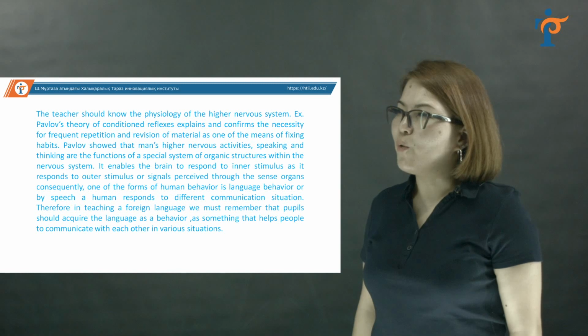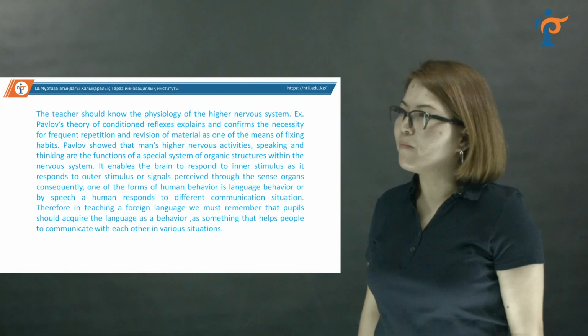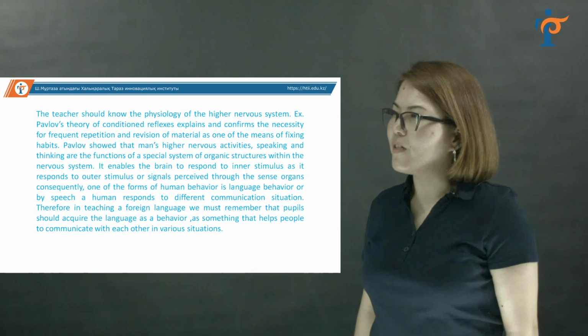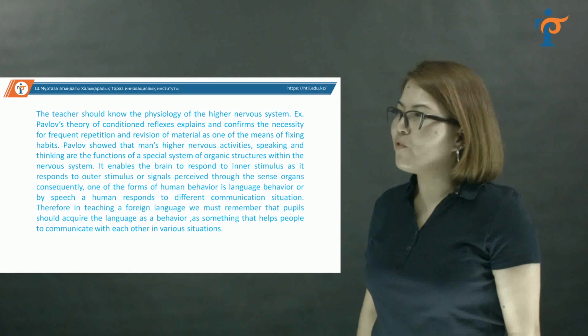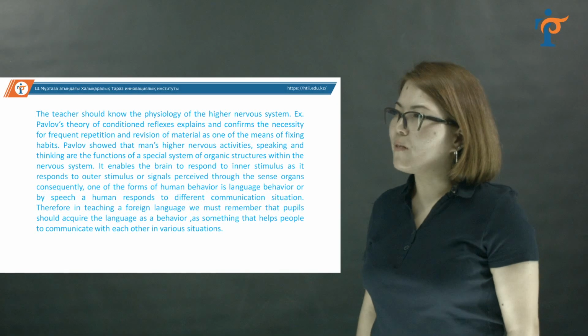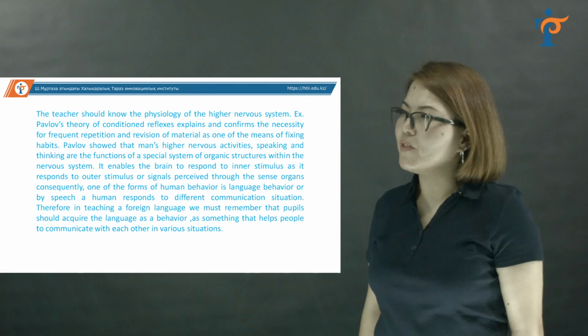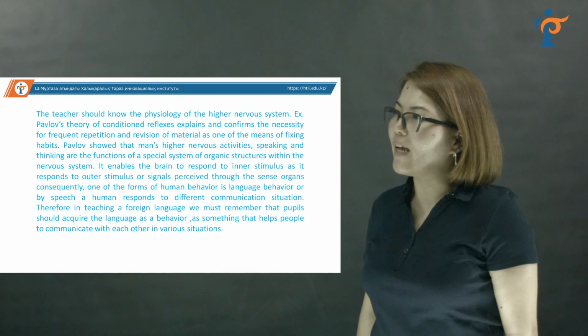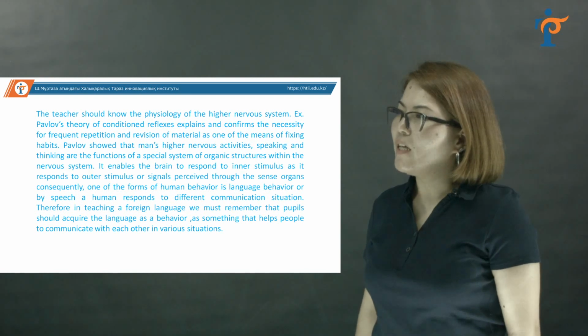The teacher should know the physiology of the higher nervous system. For example, Pavlov's theory of conditioned reflex explains and confirms the necessity for frequent repetition and revision of material as one of the means of fixing habits. Pavlov showed that man's higher nervous activities, speaking and thinking, are the functions of a special system of organic structure within the nervous system. It enables the brain to respond to inner stimulus as it responds to outer stimulus or signals perceived through the sense organs.